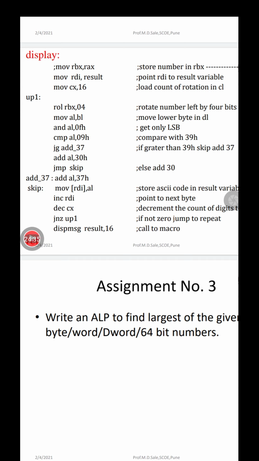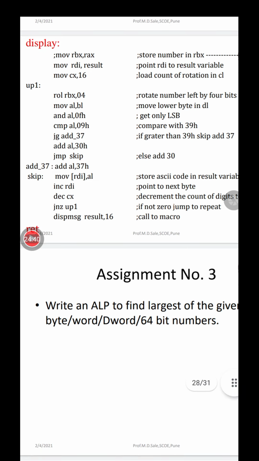Again INC RDI, so it will increment the pointer by 1. DEC CX, so 15 minus 1 is 14. JNZ, it is not 0, so it will go to up 1. It will roll RBX by 04. That means it will go into this particular loop 16 times. 16 digits will get converted into their ASCII value and get stored into the result array.